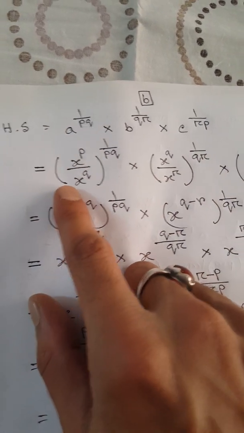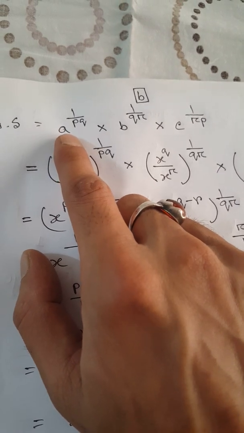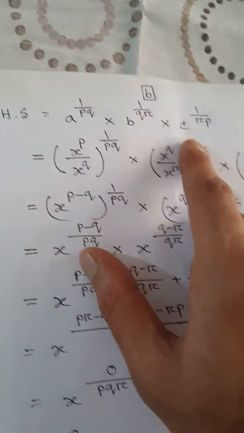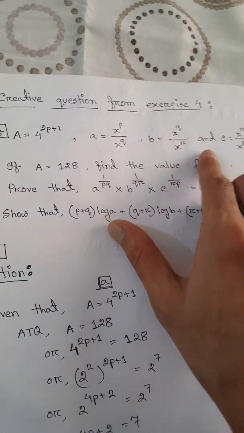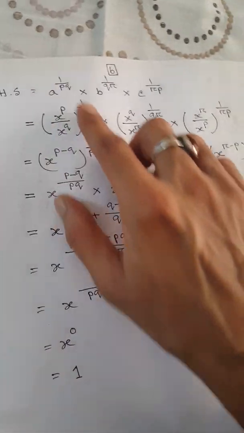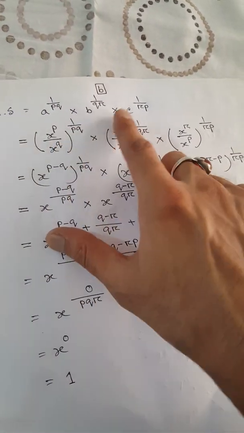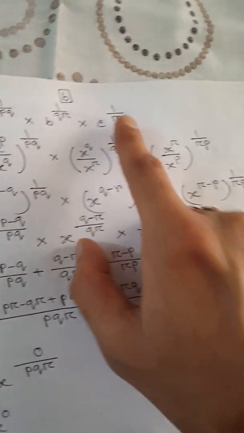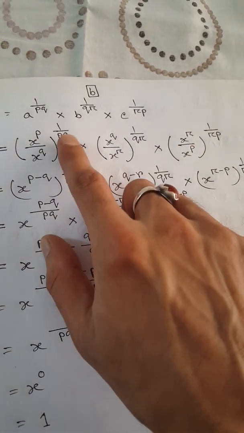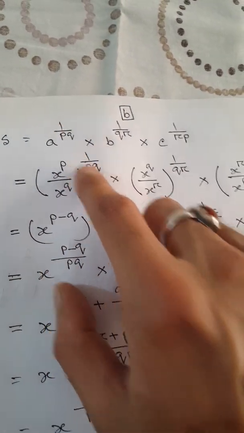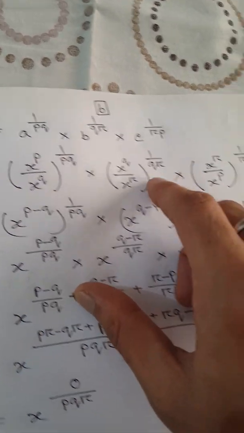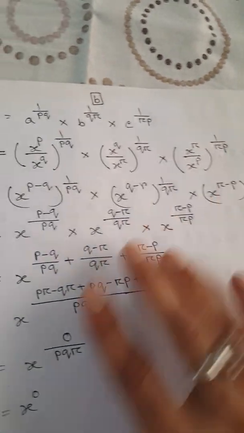At first, in the second line, we put the value of a, b and c. What is that? In the stem, we are given a is equal to this, b is equal to this and c is equal to this. So we put a, b and c, and the other things are unchanged, that is in the power 1 by pq, here 1 by qr and here 1 by rp.